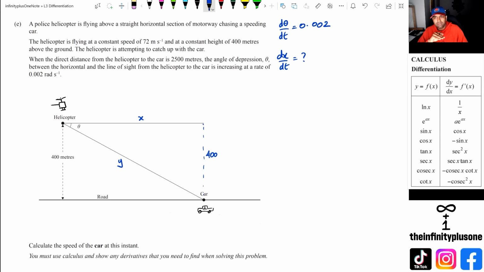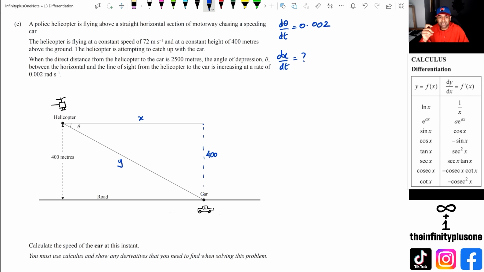So if you think about it like this, your helicopter is flying at 72, but if you find the rate at which it's kind of catching up, then you could go 72 minus that to actually try and figure out what the car speed is. I know it kind of confused you with a lot of things there, but I'll explain as we work through the question, all right?